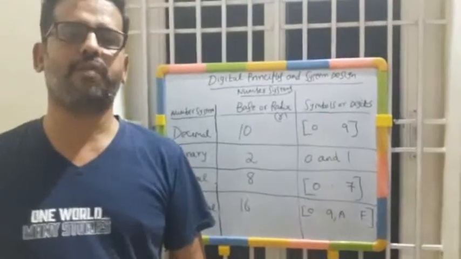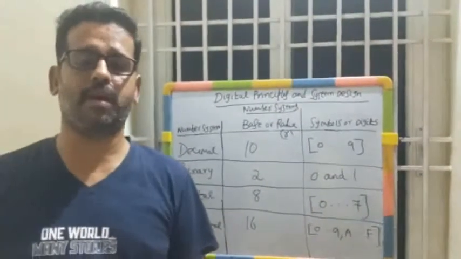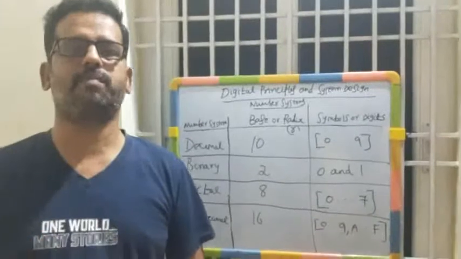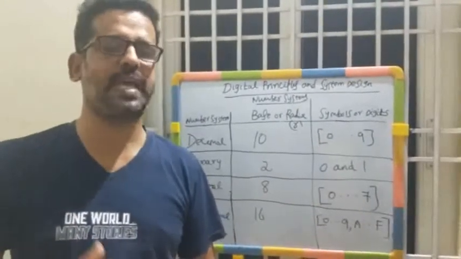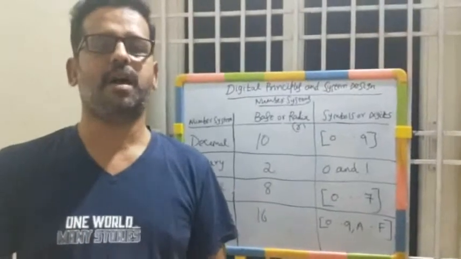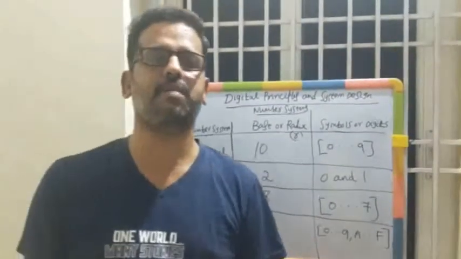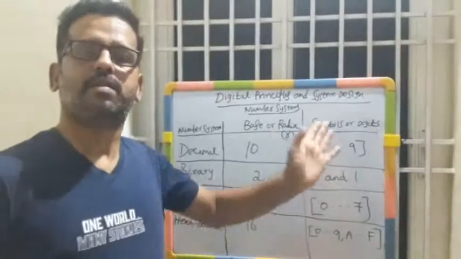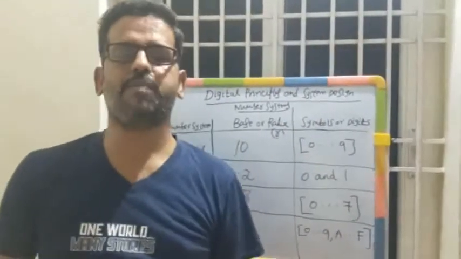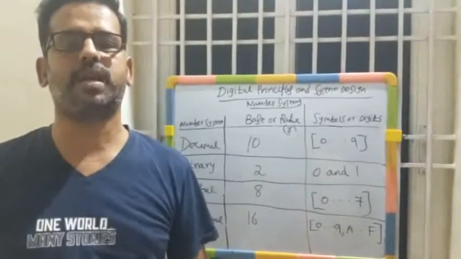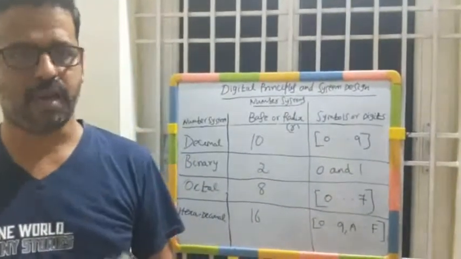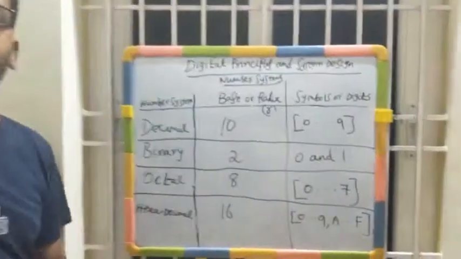And if you are going shopping, you'll be getting some kilos of vegetables or fruits, so 5 kg or 10 kg or 12 kg. It's nothing but combinations of 0 to 9. So the decimal number system is the system that we use in our daily life. Then we'll come to the binary number system.